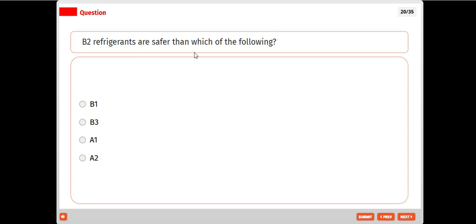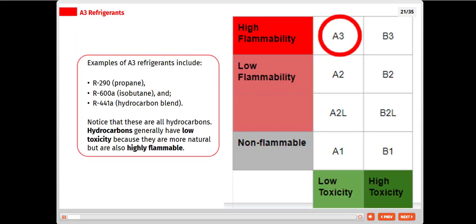B2 refrigerants are safer than which of the following? Safer than B3 for sure. Safer than A2. B2, B3. Examples of A3 refrigerants include R290 propane, R600A isobutane, and R441A hydrocarbon blend.